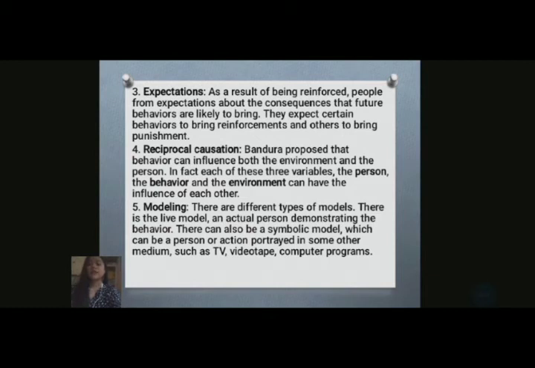So again, there are different types of model, one of which is referred to as live model. This person or the live model is present physically. For example, your parents, your teacher. Whereas symbolic model is a person or character or action portrayed in medium, such as television, videotapes, etc.